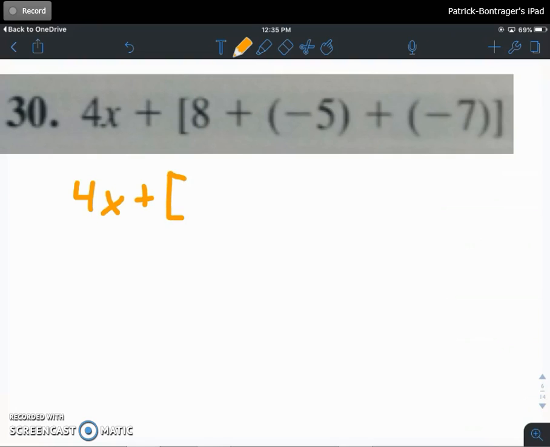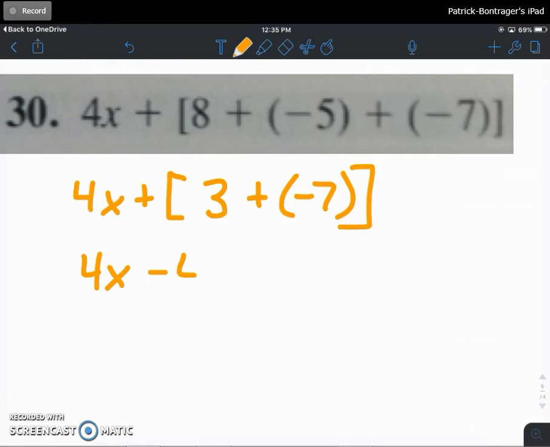All right, my first operation in the brackets, because we're doing order of operations, we're going to move left to right. 8 plus negative 5 is 3. So I got 3 plus negative 7. So again, we're back in brackets. Opposite signs, so the difference of 7 and 3 is 4. Keep the sign of the larger number, so it's 4x minus 4.